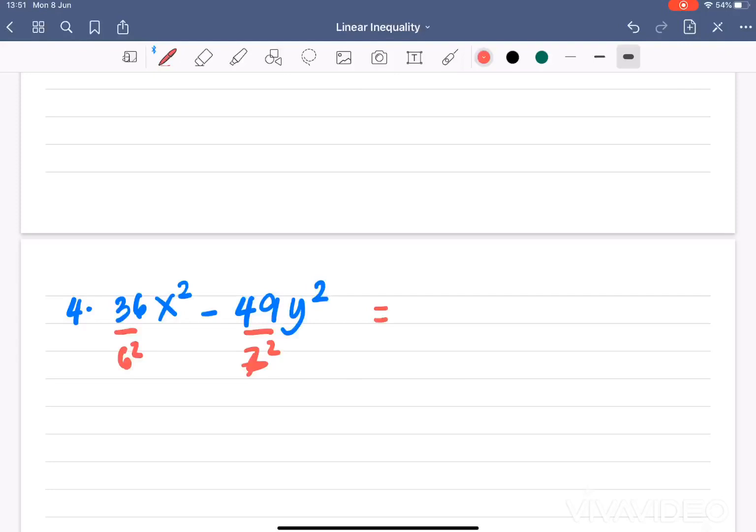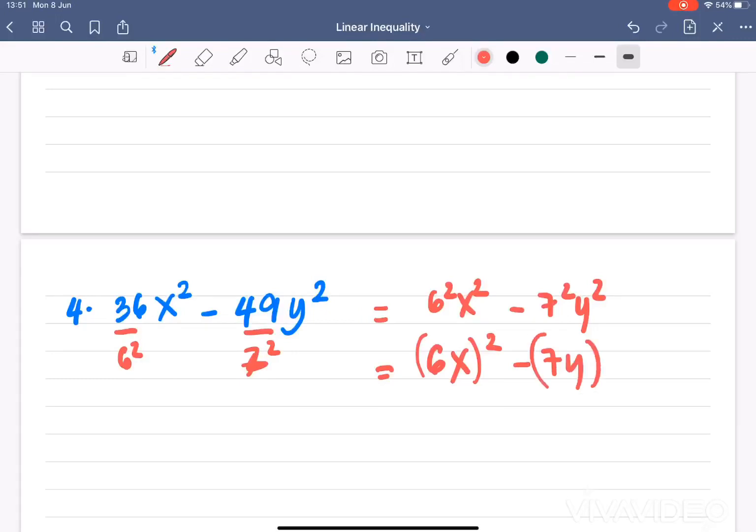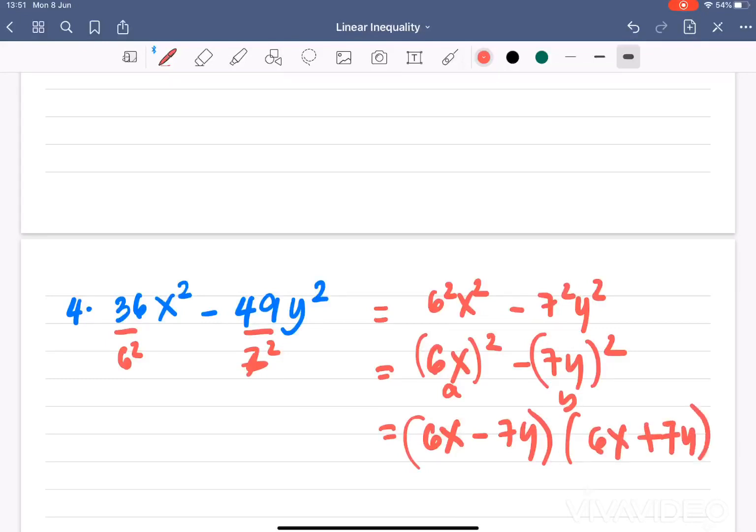So we have 6 squared x squared minus 7 squared times y squared. Since the square is common, we'll put it outside the parentheses. So we have 6x quantity squared minus 7y quantity squared. Now this is our a, this is our b. So we have 6x minus 7y times the quantity of 6x plus 7y.